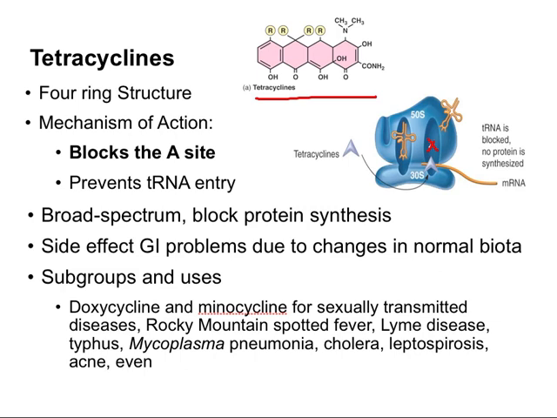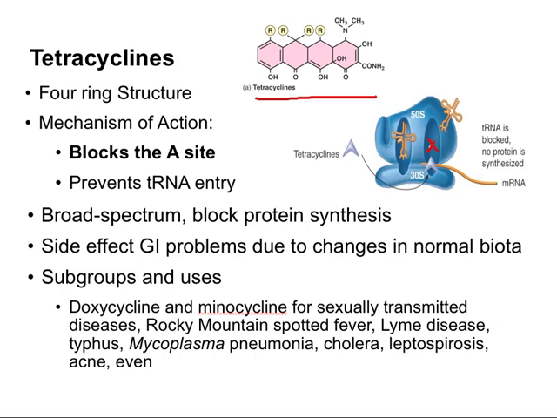Now, tetracyclines have a few issues because one of the big side effects is gastrointestinal problems. And these gastrointestinal problems are just due to changes in the normal biota of the gut. As tetracycline is having its effect on the unfriendly bacteria, friendly bacteria are being put by the wayside also. So essentially we strip out all of our natural flora and fauna.